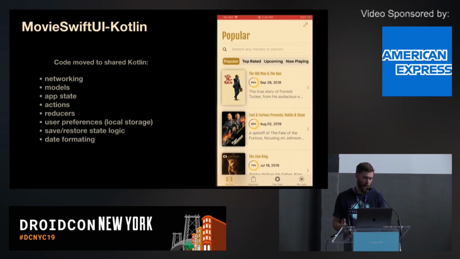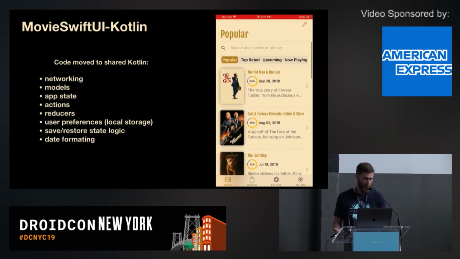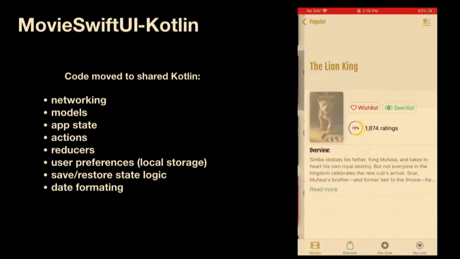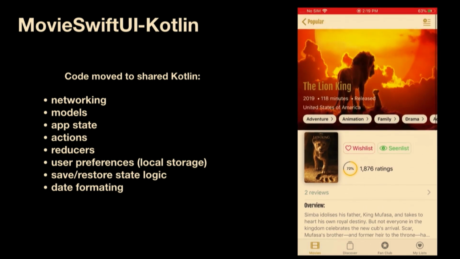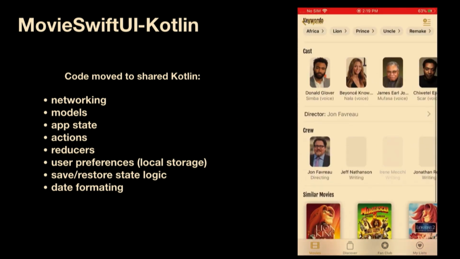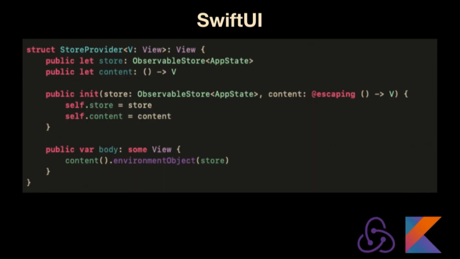The shared Kotlin code contains networking, models, the app state, reducers, user preferences, save and restore state logic, and date formatting. The Swift code is now only the UI layer, and the shared logic can be reused by other platforms, such as Jetpack Compose.